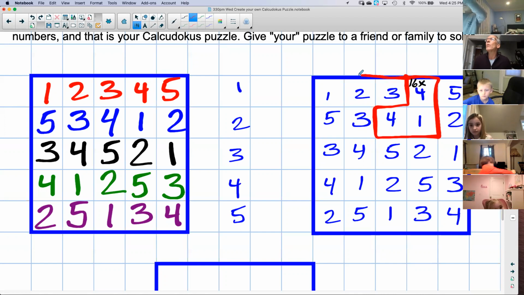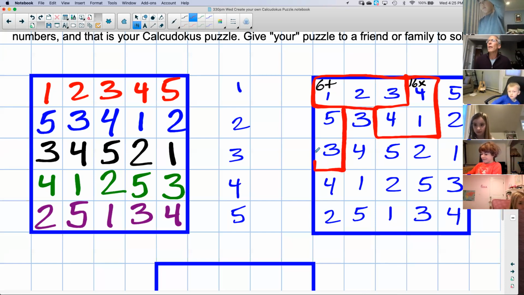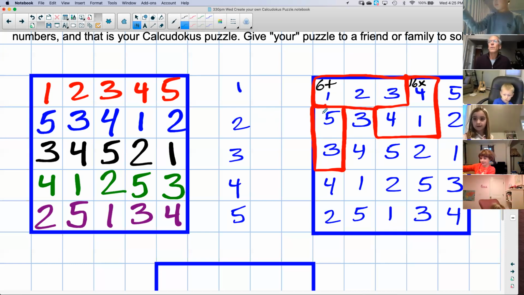Watch what I'm going to do. I'm going to box in those 3. Who can give me a good operation for 1, 2, and 3? Tess? 6 plus. I love it. Who can give me a really nice operation for 5, 3? Go, Sabrina. 8 plus. Love it.